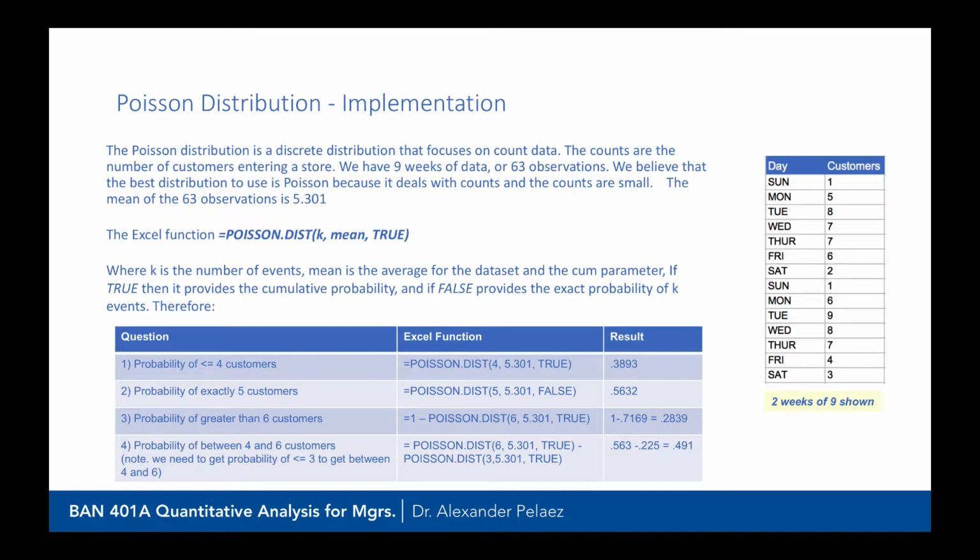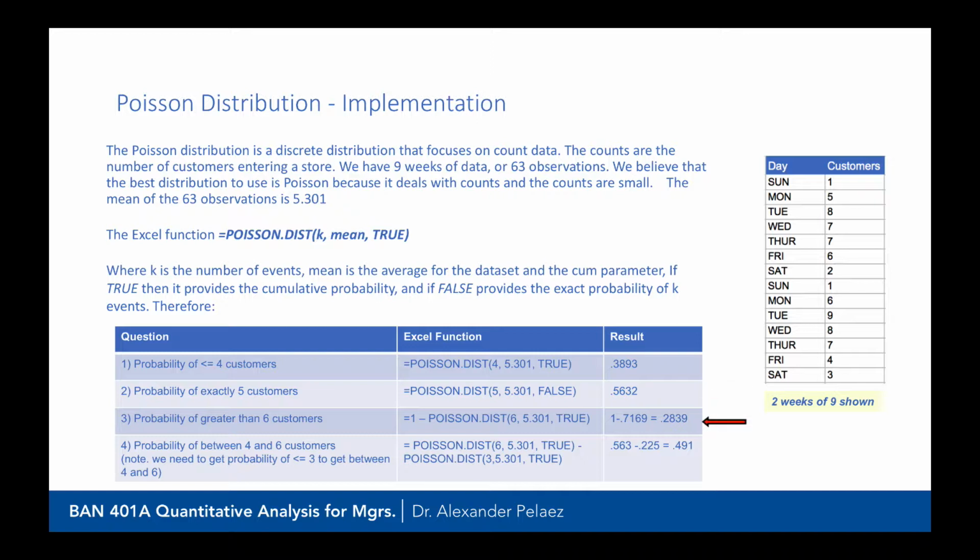If we wanted to ask the probability of less than or equal to 4 customers, we do Poisson.DIST 4, 5.301, and true. And this will tell us that it is 0.3893, or a 38 or 39% chance of getting less than or equal to 4 customers. Now, if we were looking for the probability of getting exactly 5 customers, we would use the Poisson.DIST 5 for k events, 5.301 for the mean. We put false for the cumulative, so it won't be cumulative, and we will get a 0.1739, or a 17% probability of getting exactly 5 customers.